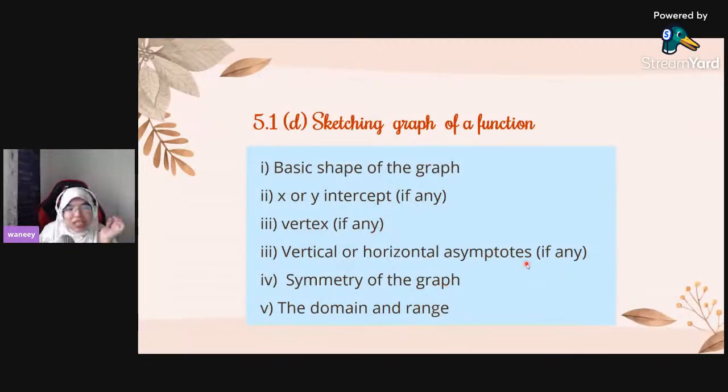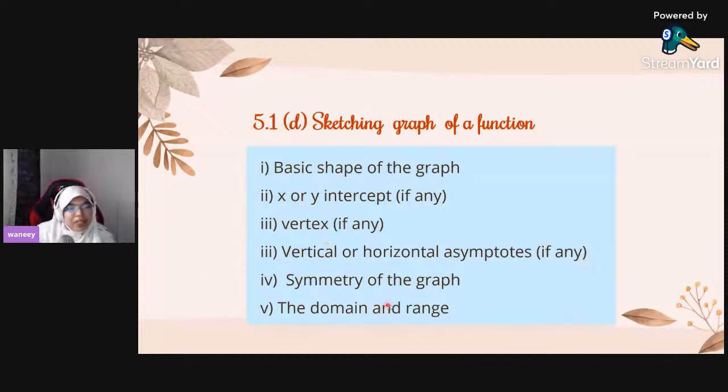Vertical or horizontal asymptote. So vertical or horizontal asymptote, again, if any. Why if any? Not everything has a vertical or horizontal asymptote. So the thing that has a vertical or horizontal asymptote is the logarithm function, and then the exponential function, as well as one more, the reciprocal function. So you only have a vertical or horizontal asymptote for 3 types of function, either a logarithmic function, exponential function or reciprocal function. Ada 3 je yang ada asymptote ni.